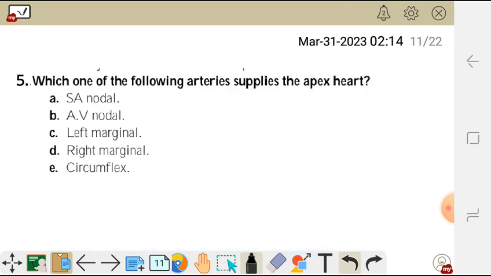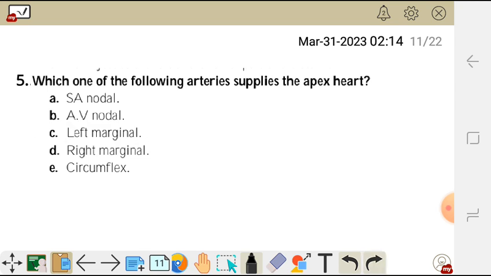Question 5. Which one of the following arteries supplies the apex of the heart? A. SA nodal, B. AV nodal, C.